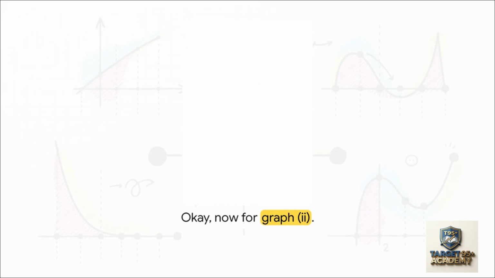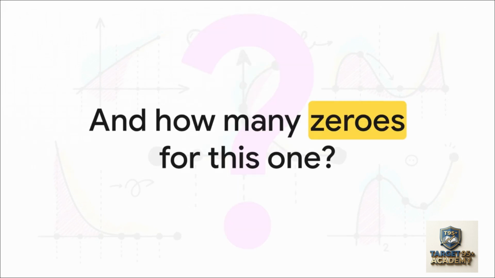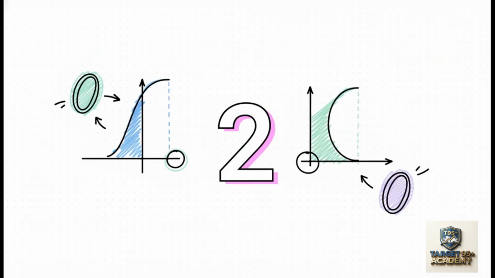Let's do another. Okay, here comes the next one. Take a peek. Same question. How many zeros does this one have? 2 is right. Perfect. It crosses once on the left and once on the right, giving it 2 zeros. You're on a roll.